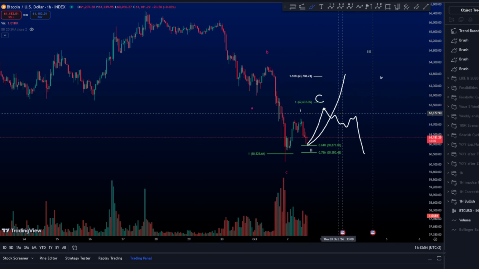So let's wait and see between those two scenarios. Is it a wave C or is it a wave 3? We're going to see in the next hours, and maybe until tomorrow, whether a wave 3 unfolds.